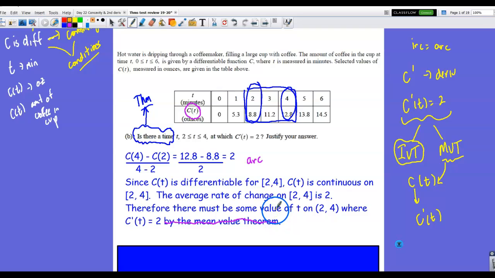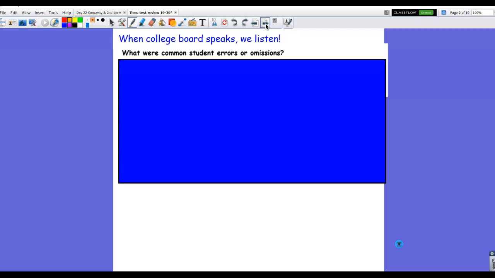They do not ask me to figure out the time when this happens. They just said, is there a time? And I can guarantee you by the mean value theorem, there will be a time. So I hope you did well on that. All right, let's see what College Board does. That was a real AP problem, by the way.